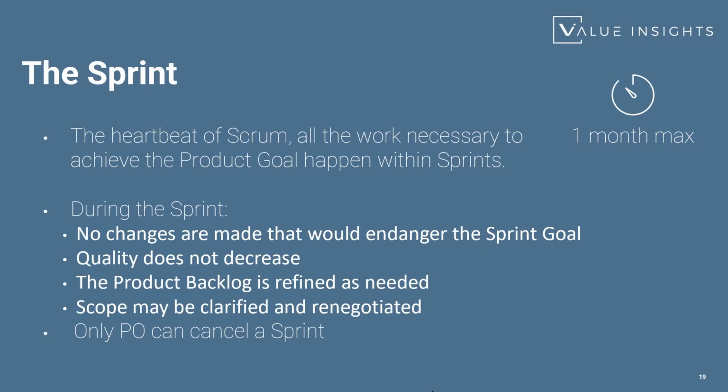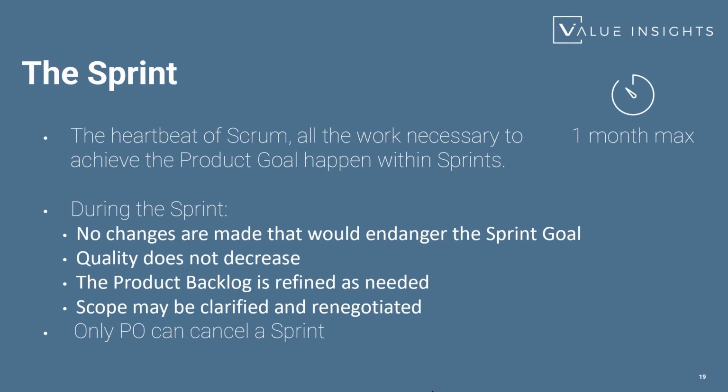A sprint has a length of 1 month maximum. It could be less. In general, you will see most Scrum teams operate with a 2-week sprint. Minimum generally accepted is 1 week, but nothing in the Scrum Guide says that it cannot be less than a week. So you could even have a sprint of 1 day.